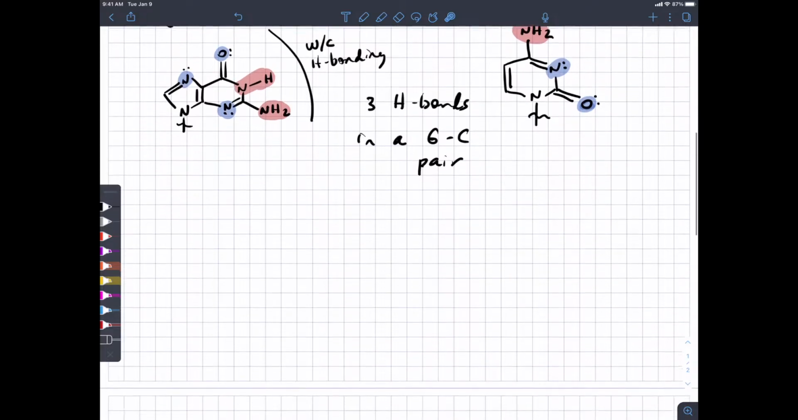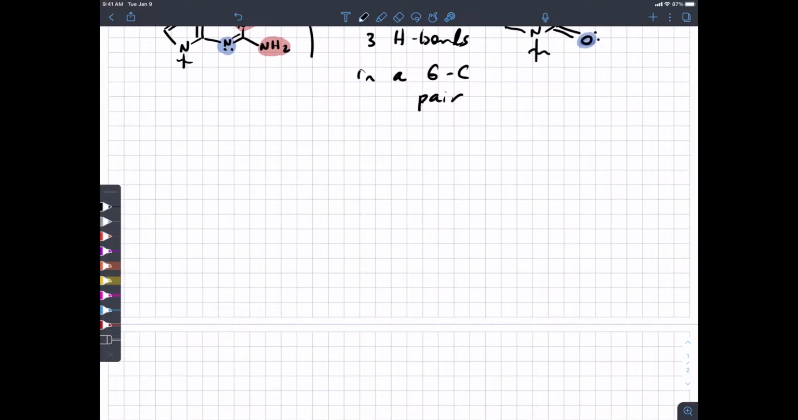So let's talk about the hydrogen bonding in what we're going to call a Watson-Crick base pair. And this is so named for the scientists Francis Crick and James Watson, who were the authors of a 1953 paper in Nature that revealed the double-stranded duplex structure of DNA with base pairs.